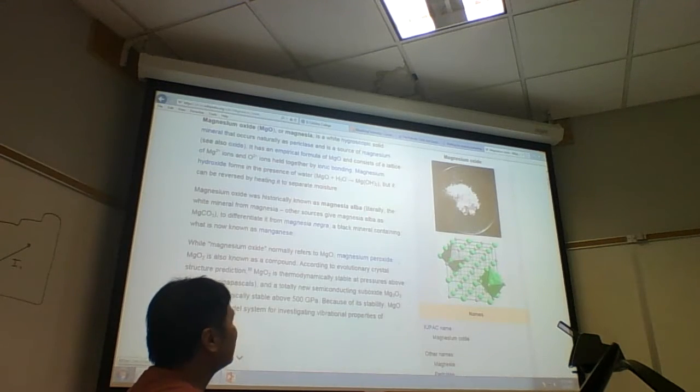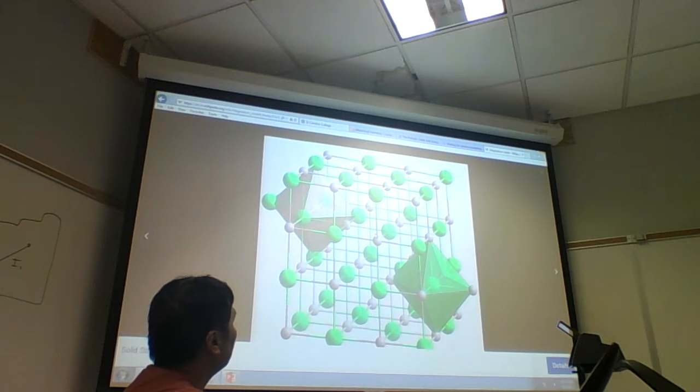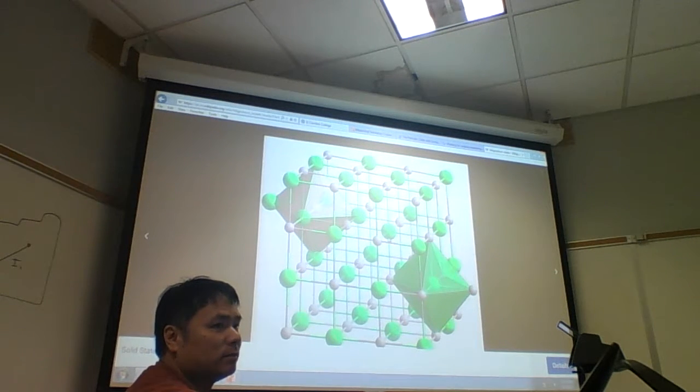It's because of this. What we form is this. When we take the magnesium ions and the oxide ions and bring them together, we form what's called the magnesium oxide lattice or crystal. When we form this crystal, a tremendous amount of energy is released in forming the bonds.